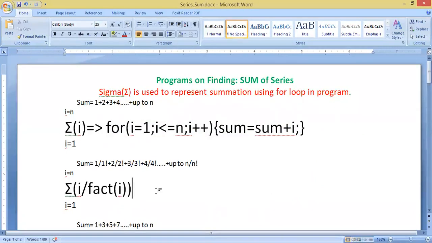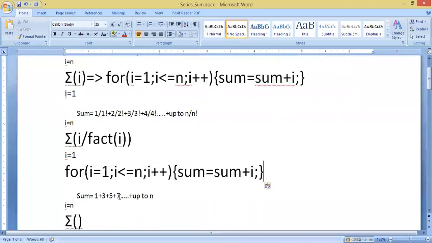So again I can write this thing. Suppose I have written it here itself. So how can I write this? The factorial function is written somewhere. So sum is equal to sum plus i divided by fact of i. Anybody has any doubt regarding this thing?